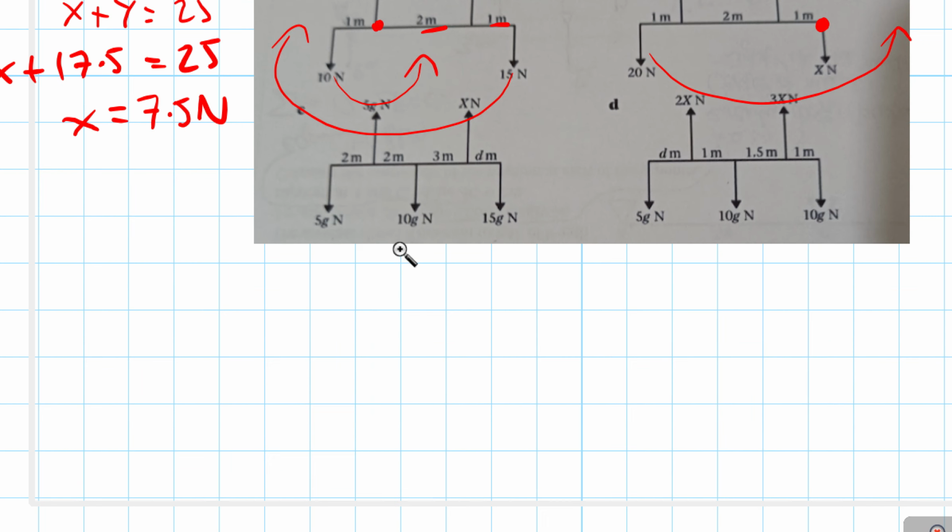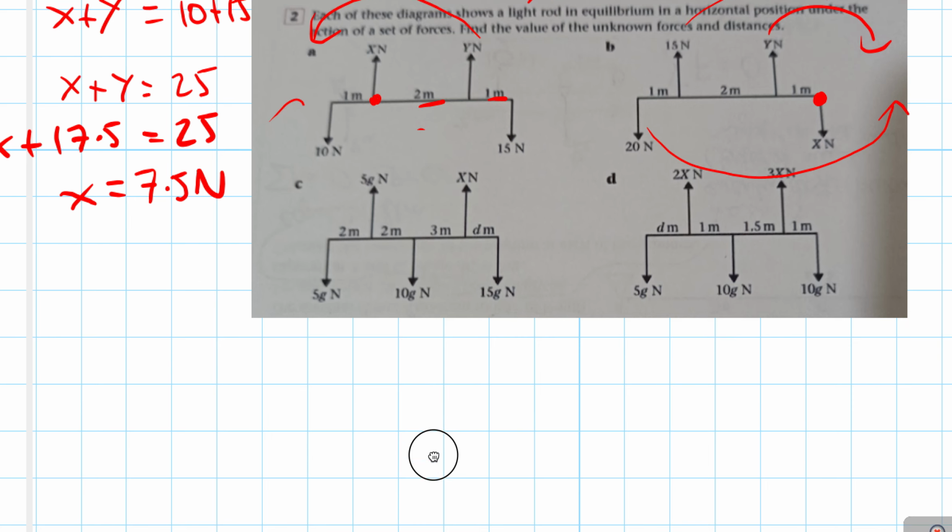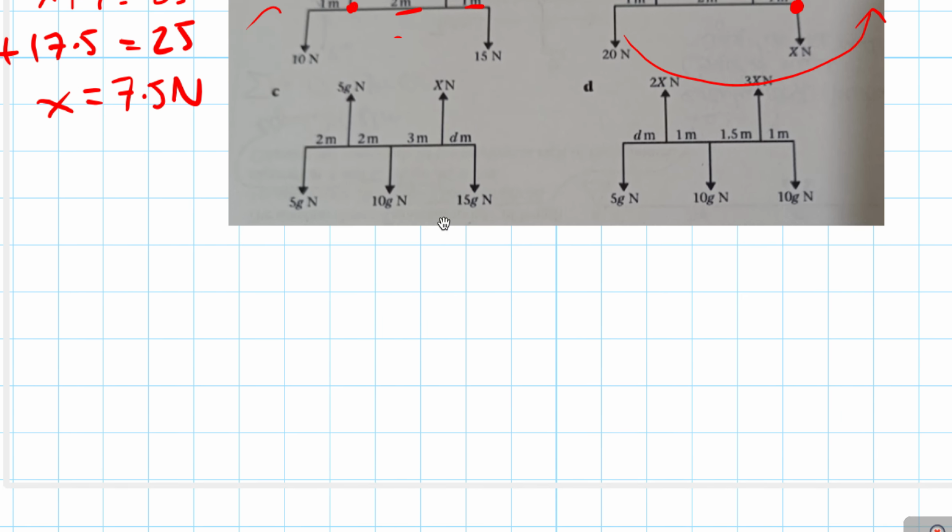For part c, here we've got the introduction of g. g here is 9.81, although usually I keep g until the end.